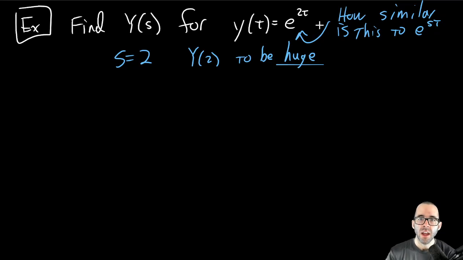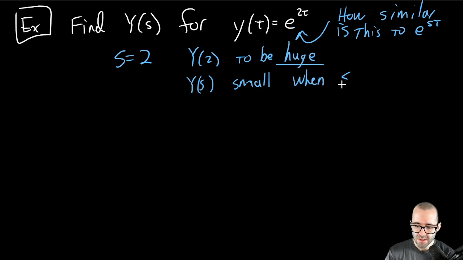Okay? And then the further away s is from 2, because again, we're comparing these two functions, the further s is from 2, we should expect the Laplace transform to get smaller. So Y of s should be small when s is far from 2. That's what we'd expect.